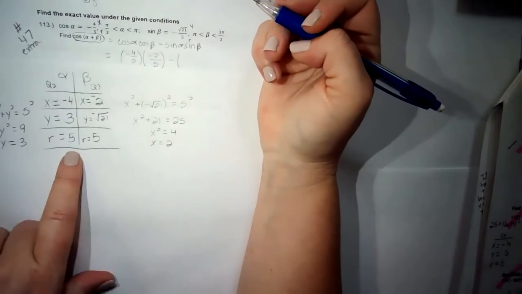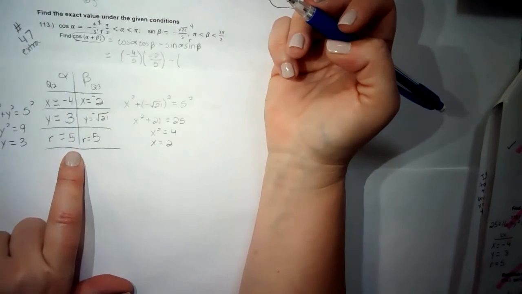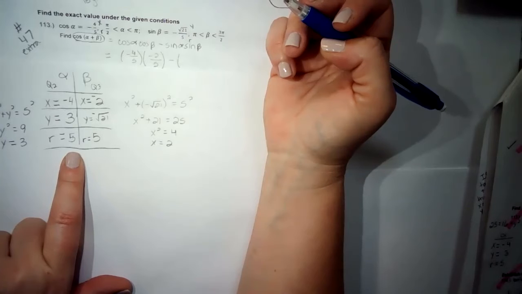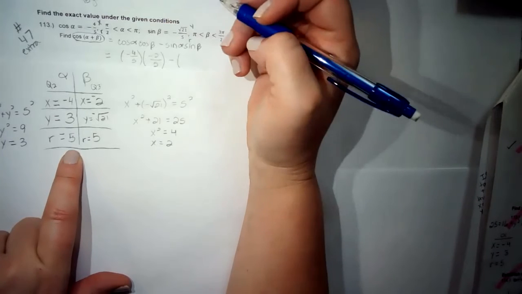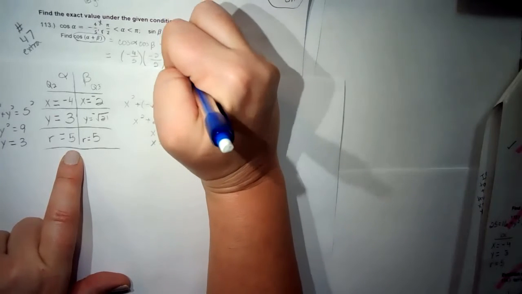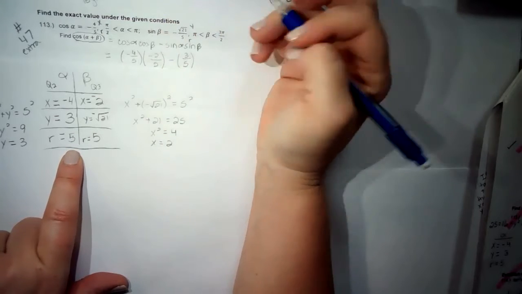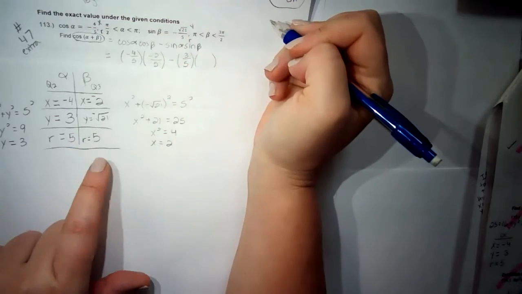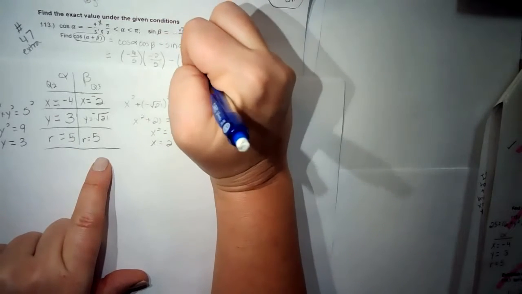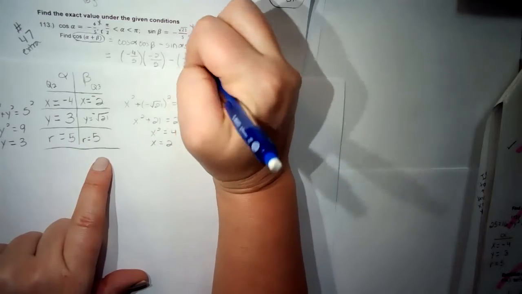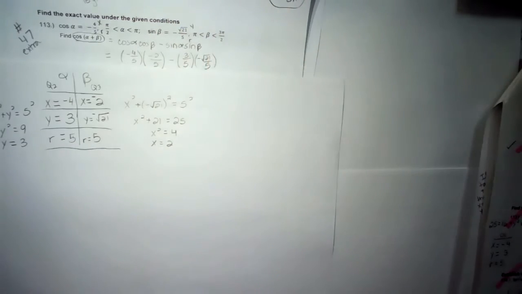Then sine alpha. All right, how do you make sine? Y over r, right? So I go over to my alpha and I take 3 over 5, times sine beta. I go over to my beta and I do negative root of 21 over 5. They already gave us that. Okay, does everybody see how that happened?